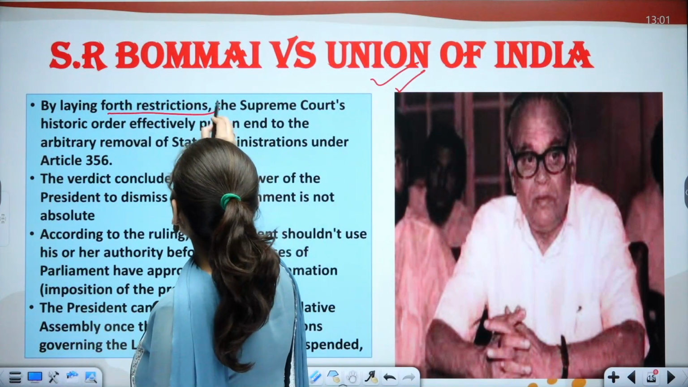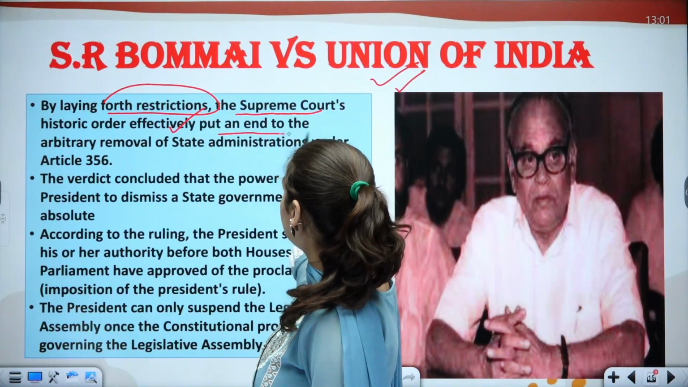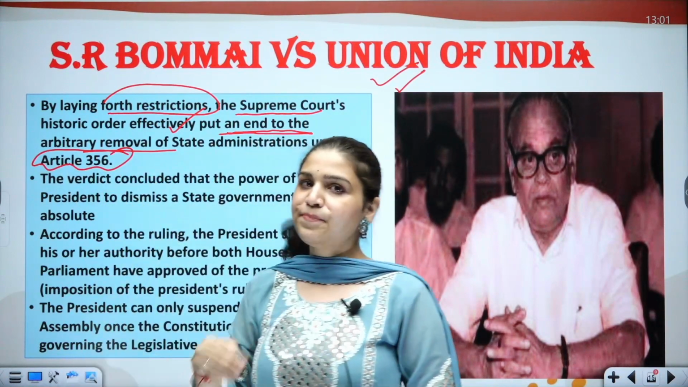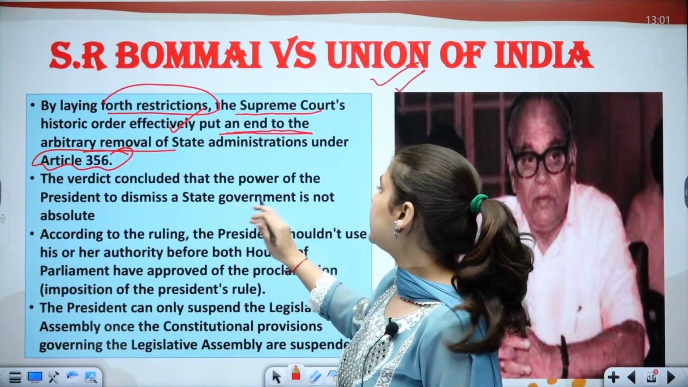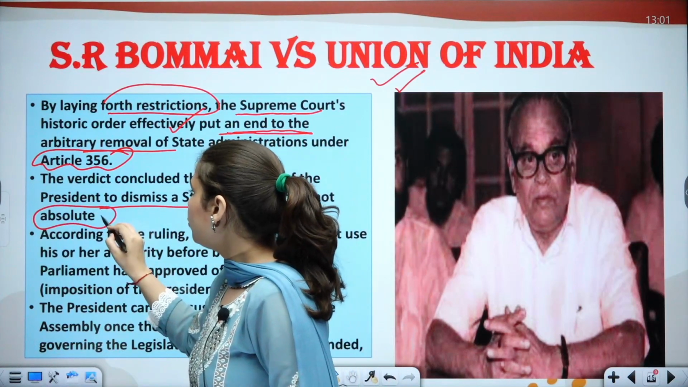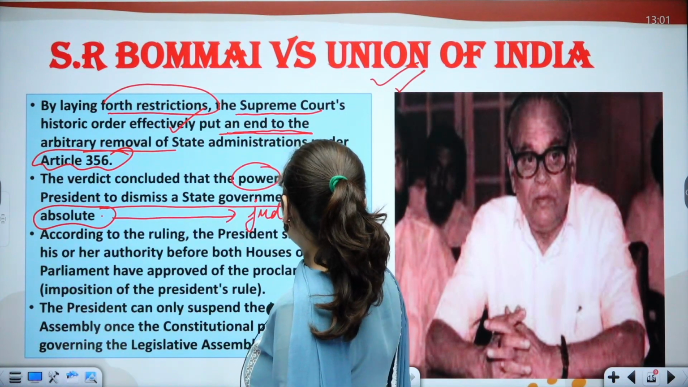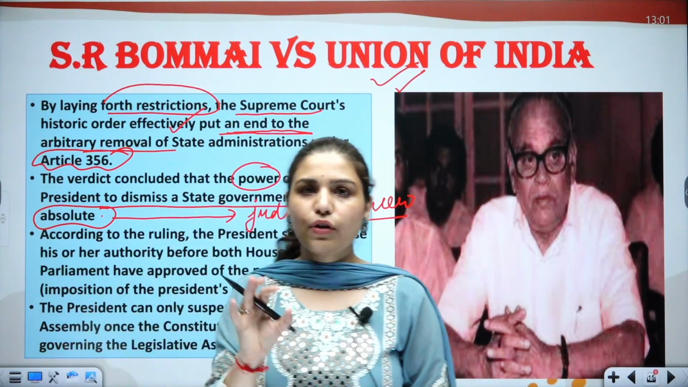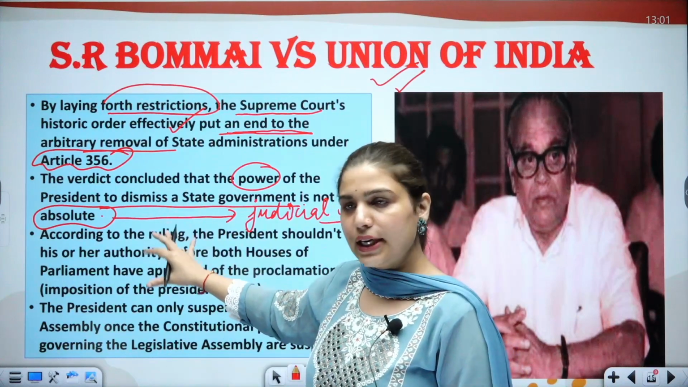By laying forth restrictions, the Supreme Court gave a historic order with respect to President's rule, and it put an end to arbitrary removal of state administrations under Article 356. This verdict concluded that the power of the president to dismiss a state government is not absolute, and it is subject to judicial review, as we have also seen after the 44th Amendment Act.